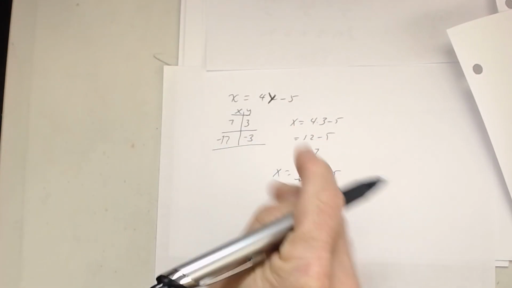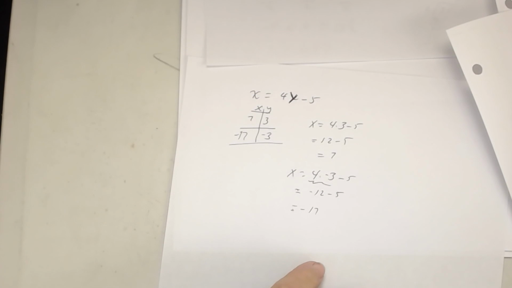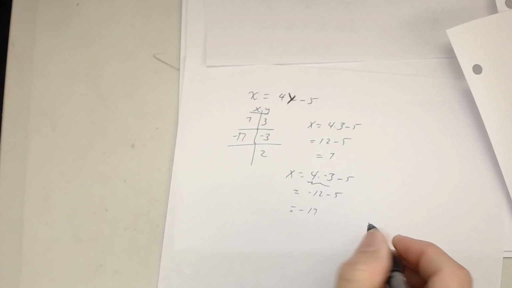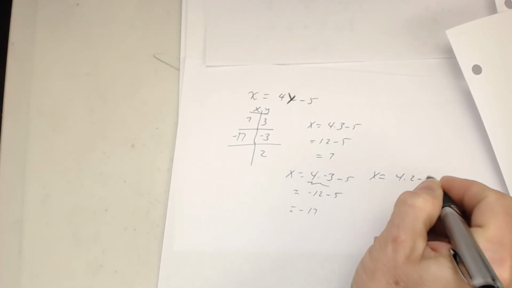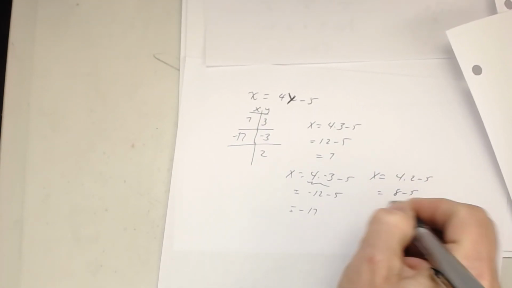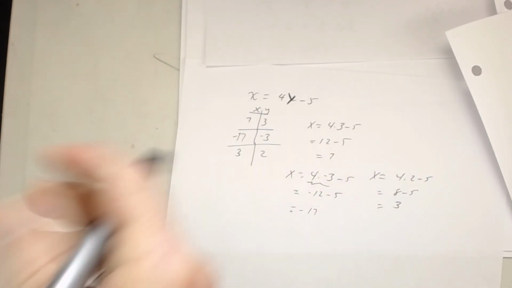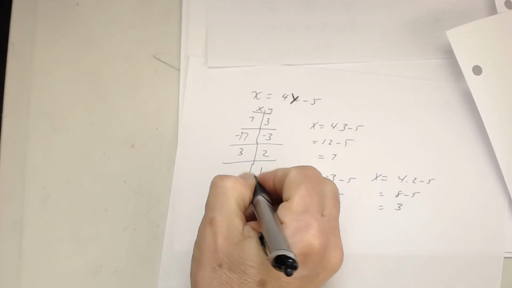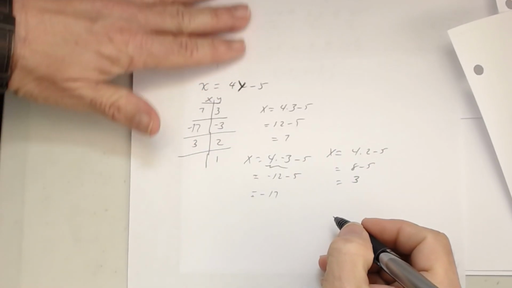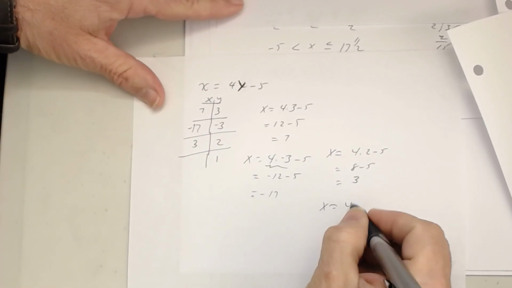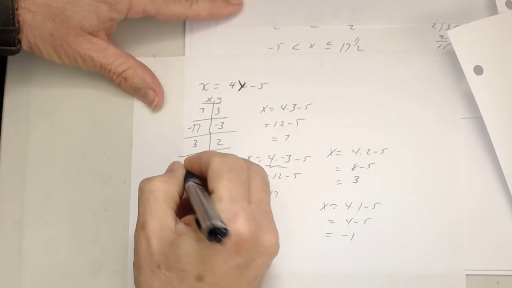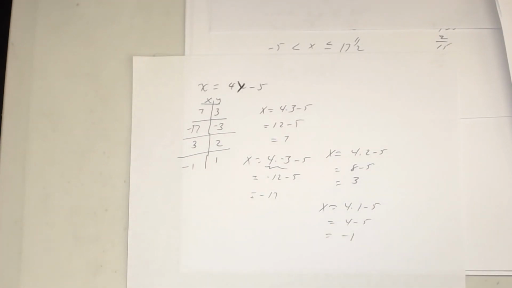Give me another number for y. 2. If y is 2, I get x equals 4 times 2 minus 5, so that's 8 minus 5, which is 3. So 3, 2 is in that plane. Give me one more number. 1. When y is 1, I get x equals 4 times 1 minus 5. 4 minus 5 is -1. All right, so I plot those points.